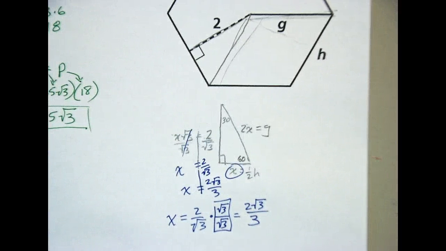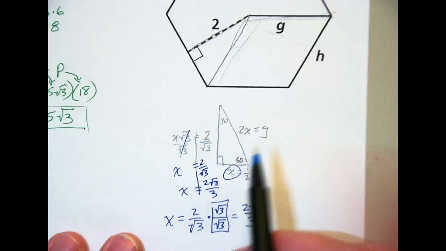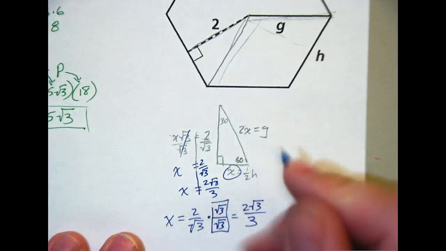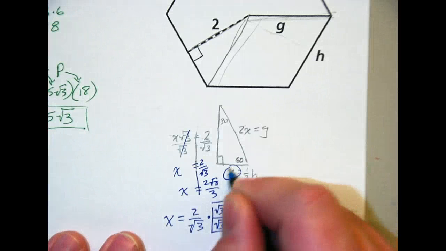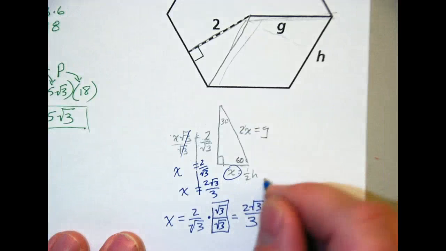Yes? So then when you find h, you have to multiply that value by 2, so wouldn't that just be 4 root 3 over 3? When I'm finding g. But you said h is 1/2 of this. Yeah. Wouldn't it be times 2 because h is twice as big as that? Yeah, h is half of that, so you double it, yes. So 2 of those is equal to an h, yeah.